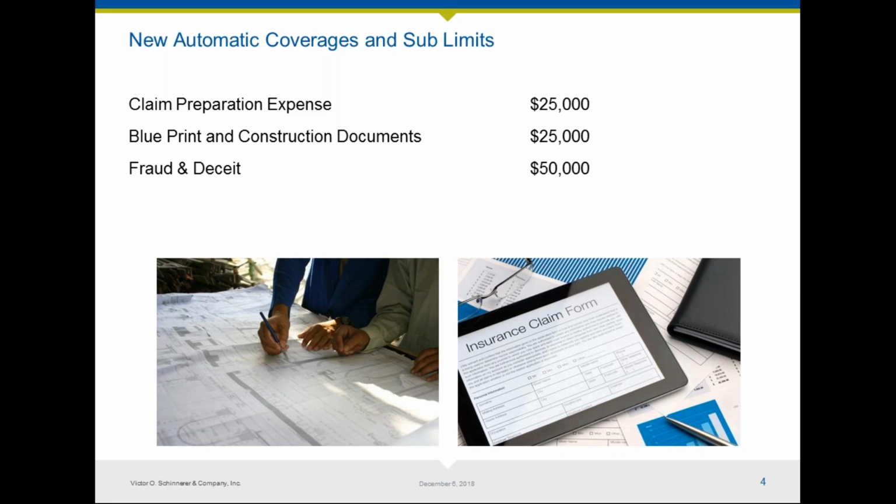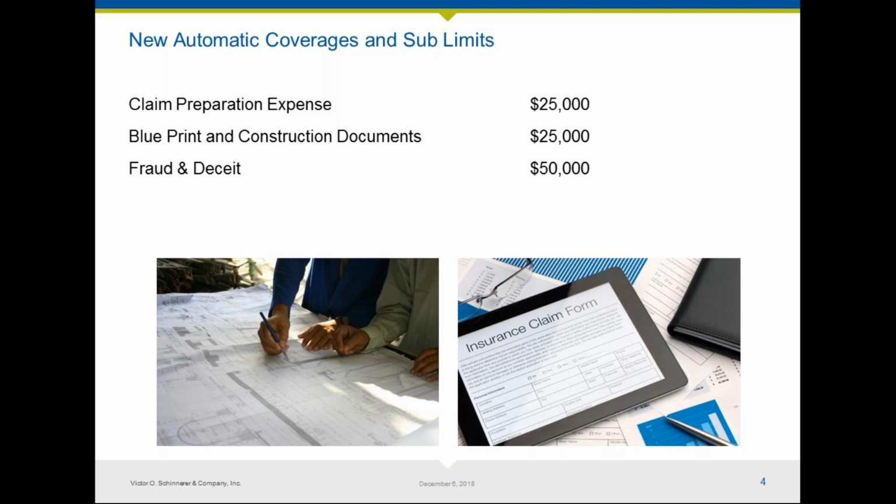The next one is blueprint and construction documents, $50,000. So let's say because of a covered cause of loss, the building burns down, and in the building you have some blueprints and other construction documents that were destroyed. So now you've got to recreate these. There might be a cost to that. That would be included up to $25,000 automatically. That can be increased. These things do add up.